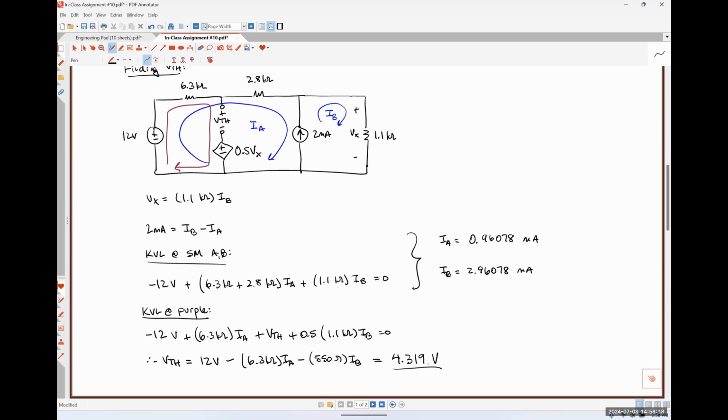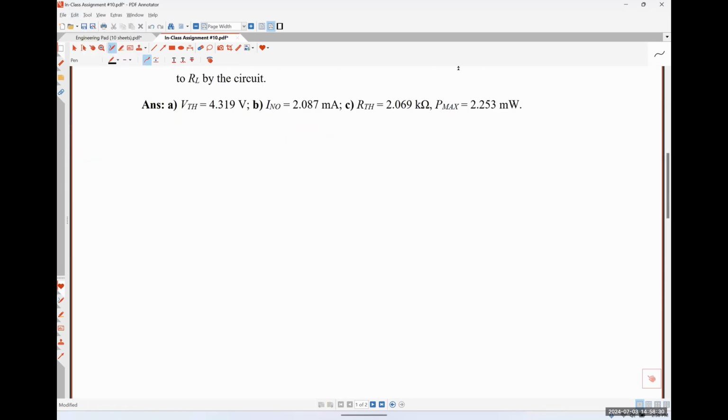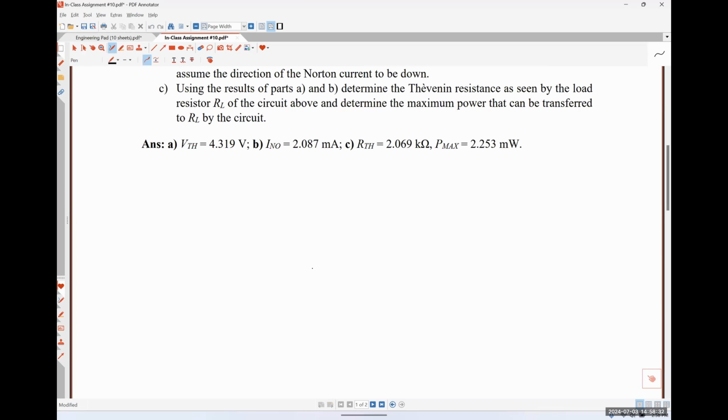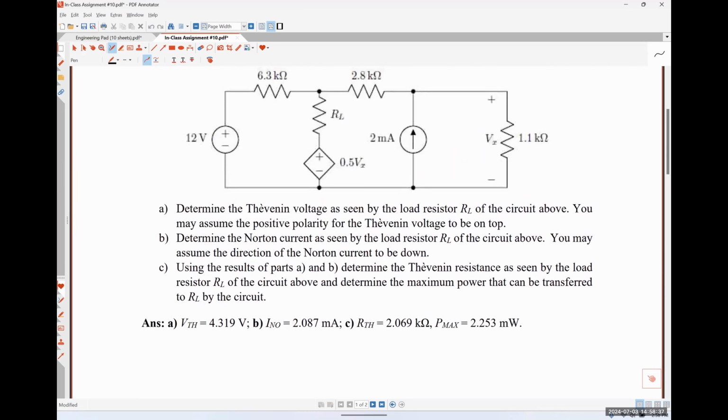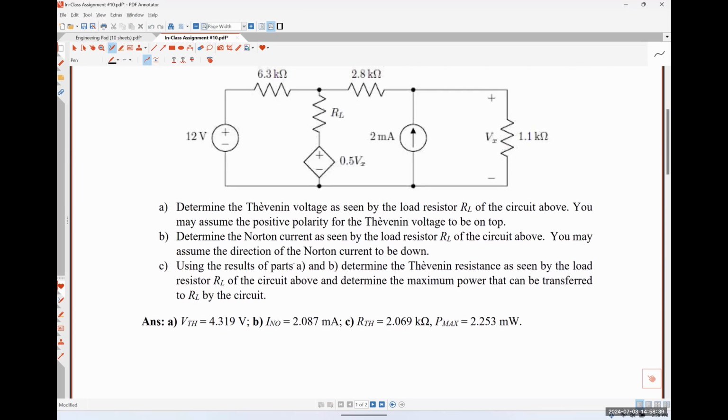All right, so I am going to erase this. So we know that we solved for VTH correctly. Let's see, remove all annotations. And now we're going to work on part B. So in part B, we're just going to replace that resistor RL with a short circuit.